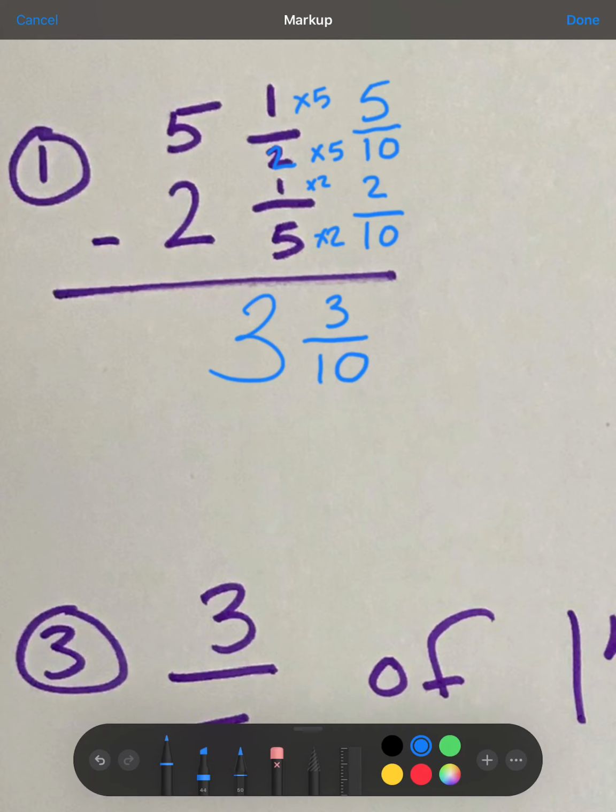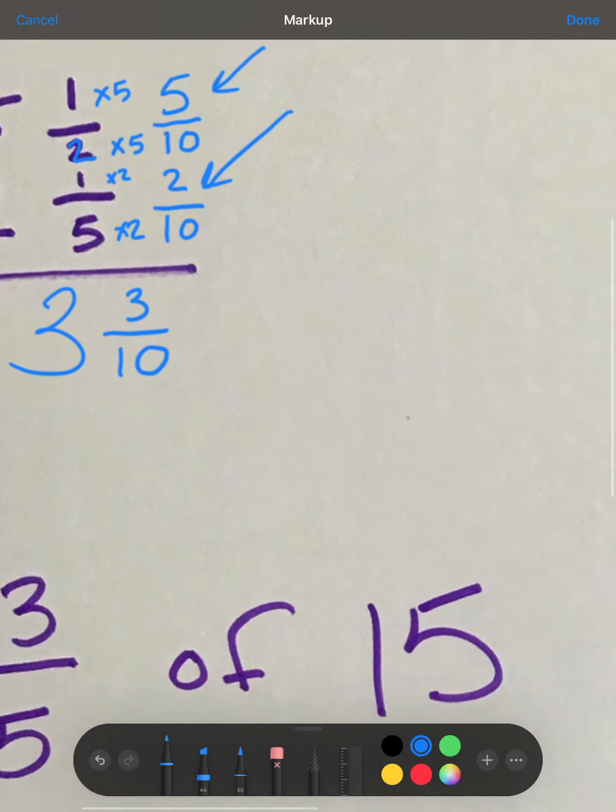Remember, we're not changing the denominators because we're not changing the size of the pieces. We're just changing the amount that we have. 5 minus 2, so we're left with 3/10.